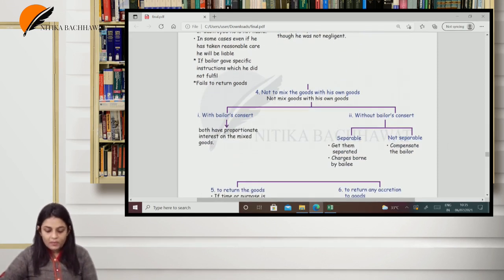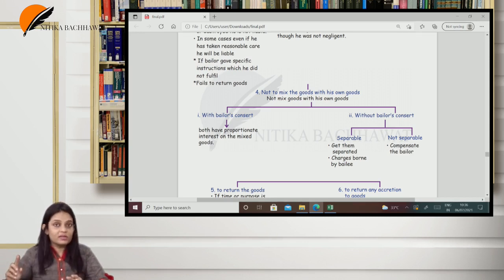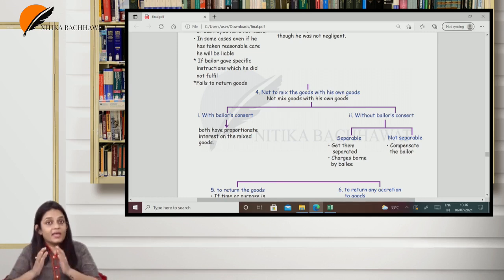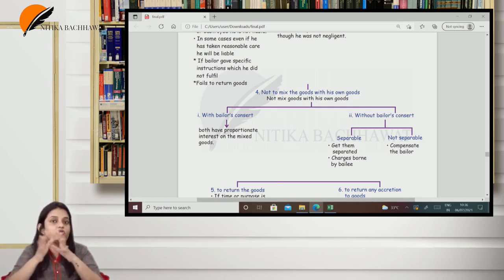Then not to mix the goods with his own goods. He cannot mix goods with his own goods. Let's say the bailor and the bailee had a contract that we will mix the goods together, then the mixed goods will belong proportionately to each of them. But if there was no such agreement, he cannot mix the goods with his own goods. And if he does so, then whatever expenses are incurred in getting the goods separated, he has to pay for that.